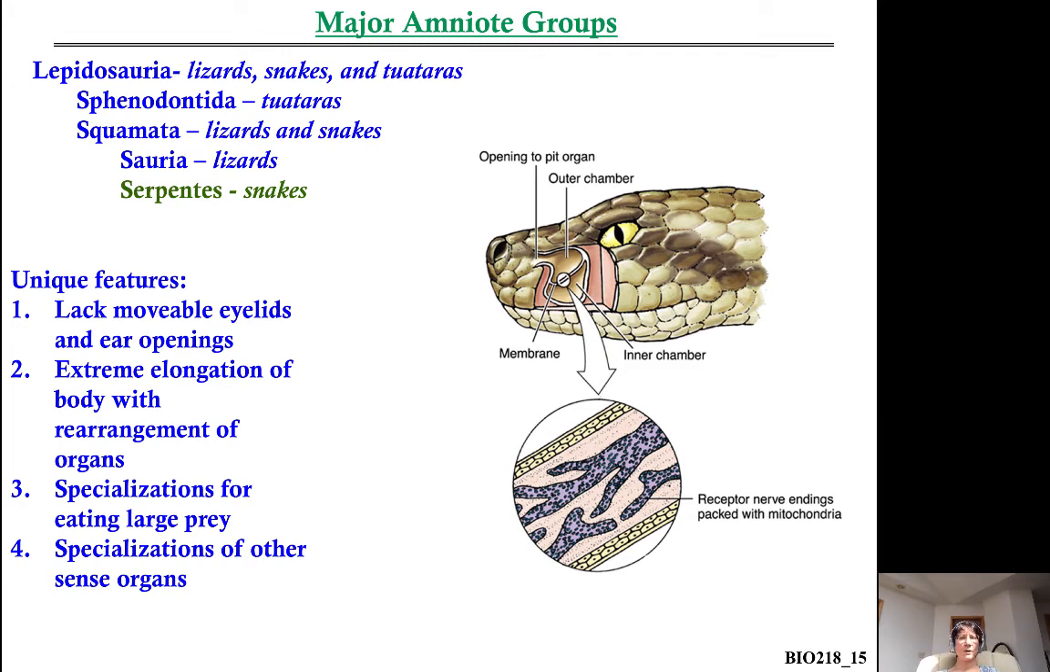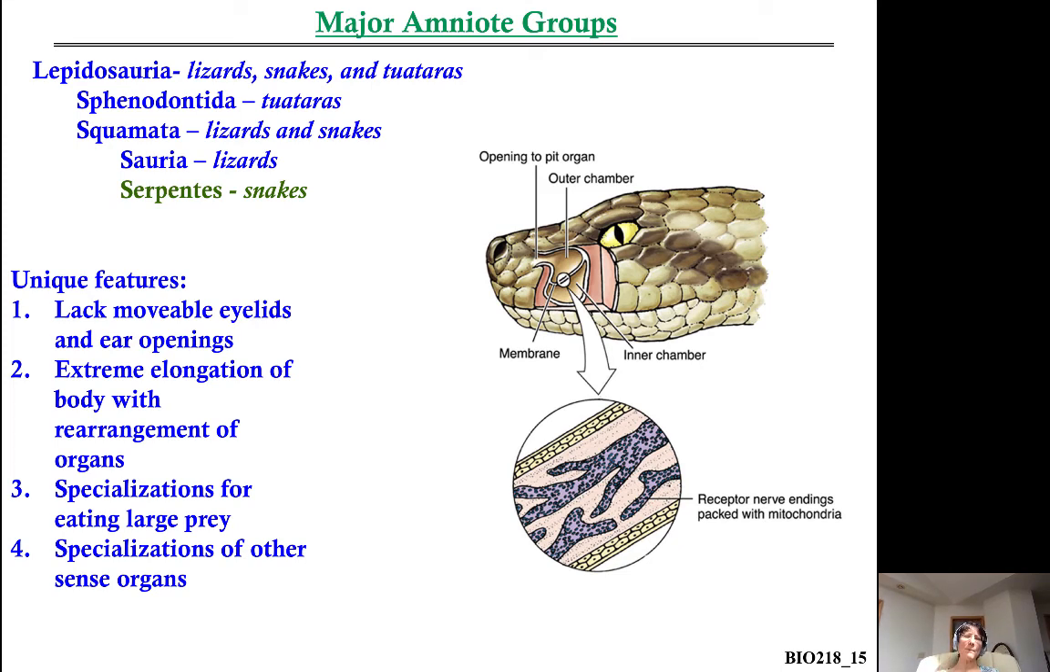I'll show you some videos of this in class, but they can detect temperatures up to 0.01 degree Celsius. So it's very sensitive at being able to find their prey. And they do have very good eyesight as well.